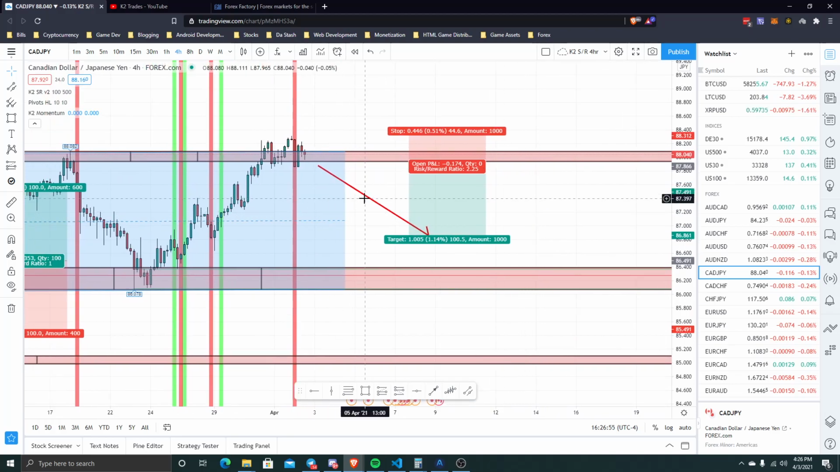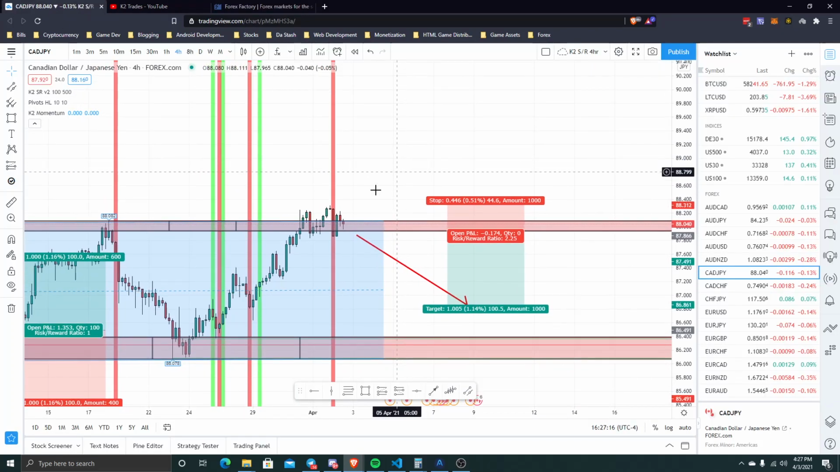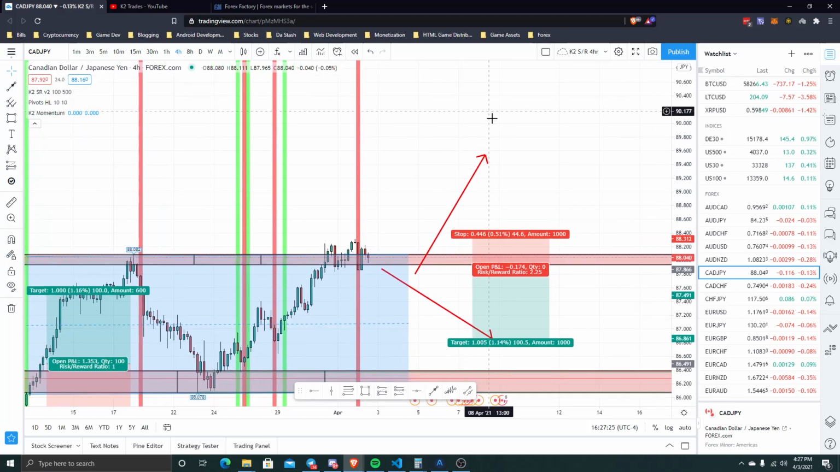But who knows? We don't know yet. Like I said, with the news, when it comes to CAD, the really big major news won't be until April 9th on Friday, which is the employment change and employment rate for Canadian dollar. And so we'll see. If there's good news, then I think price is probably going to shoot past this zone right here and go to the upside.